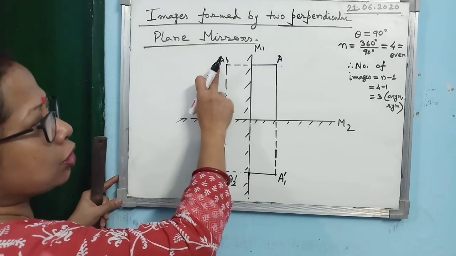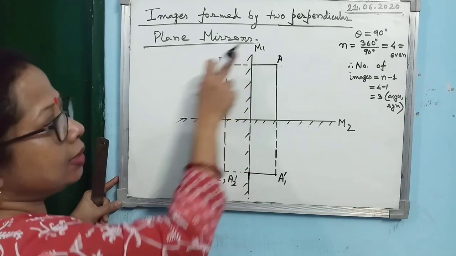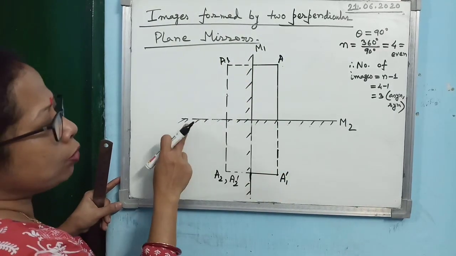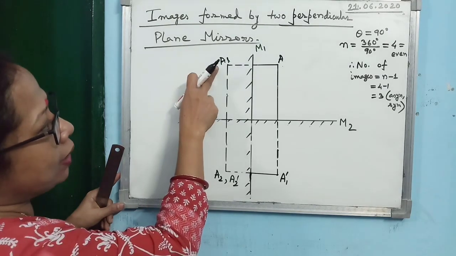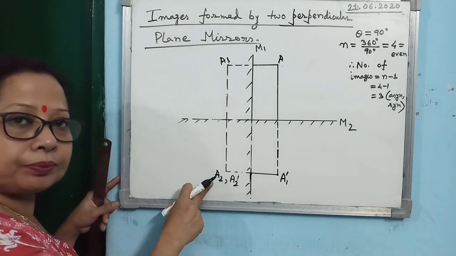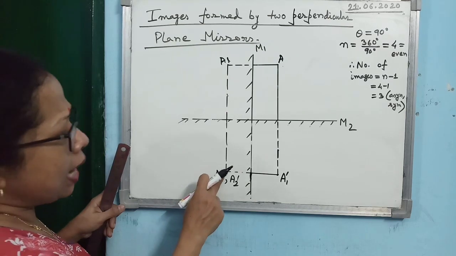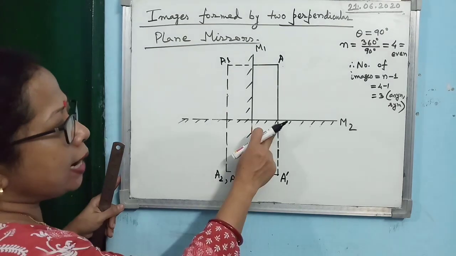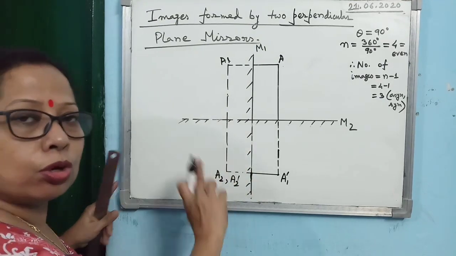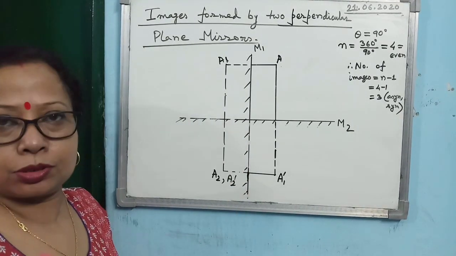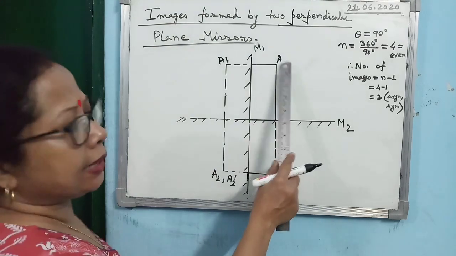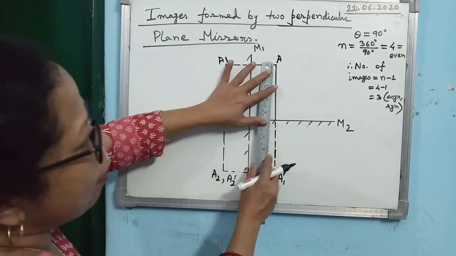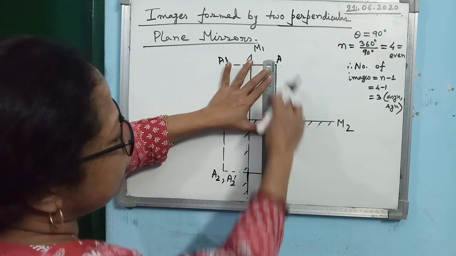What I said: A1 is the image of A formed by M1. Then A1 is in front of M2, so M2 forms the image of A1 as A2. Now A2, if you consider, is at the back of M1 also and at the back of M2 also, so no further image will be produced. Come back to the object A. A is in front of M2, so what will happen? M2 will form the image of A.